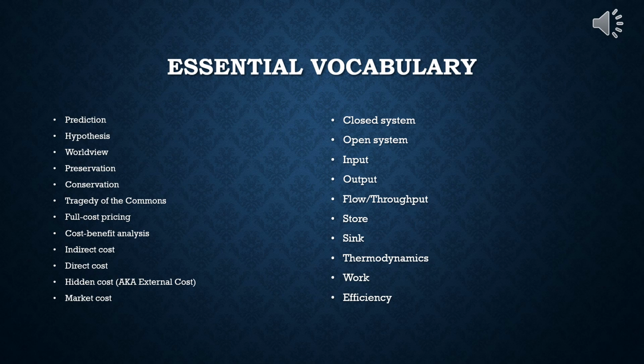As it comes to systems, you should be able to identify the difference between a closed system and an open system. For the parts, you should be able to talk about inputs, outputs, flows, also known as throughputs, stores, and sinks. Not only should you be able to identify them, but you should be able to explain how they function and provide examples. You should also know what thermodynamics is and be able to explain the first and second laws, and then talk about work and efficiency in terms of physics and those laws.